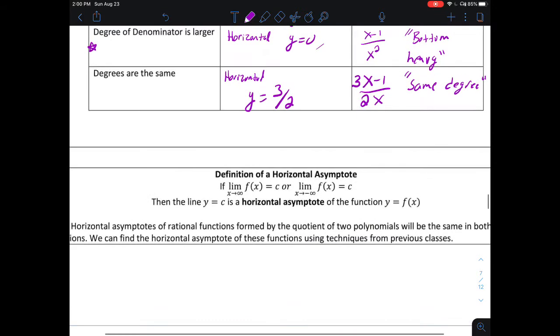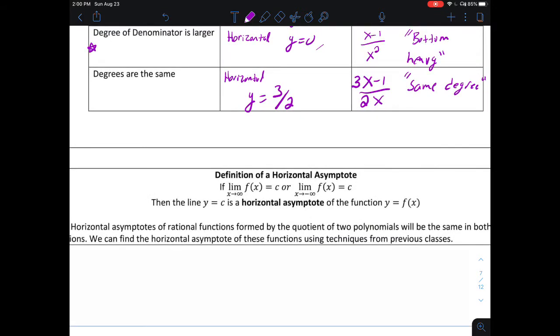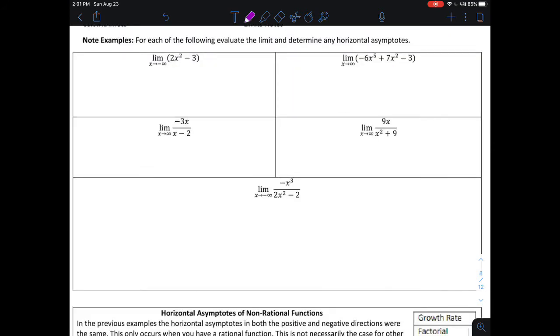Now, if I have any function and the limit as x heads towards positive infinity or negative infinity is equal to a number, that is the definition of a horizontal asymptote. So if the end behavior limits equal a number, that means you have a horizontal asymptote for a function. So let's do a couple of examples here.